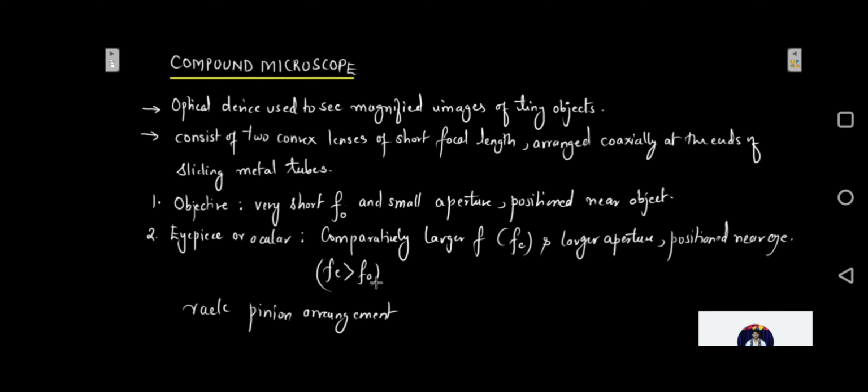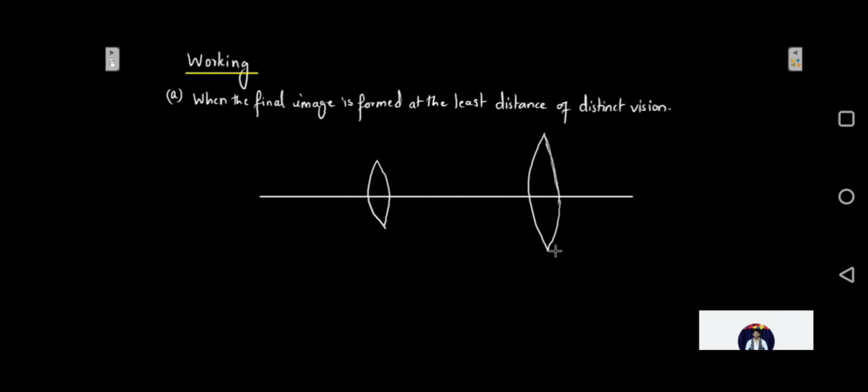So now let us see the working of this compound microscope. Here also we are going to have two cases. The first case is when the final image is formed at the least distance of distinct vision, that is 25 centimeter for a normal eye.